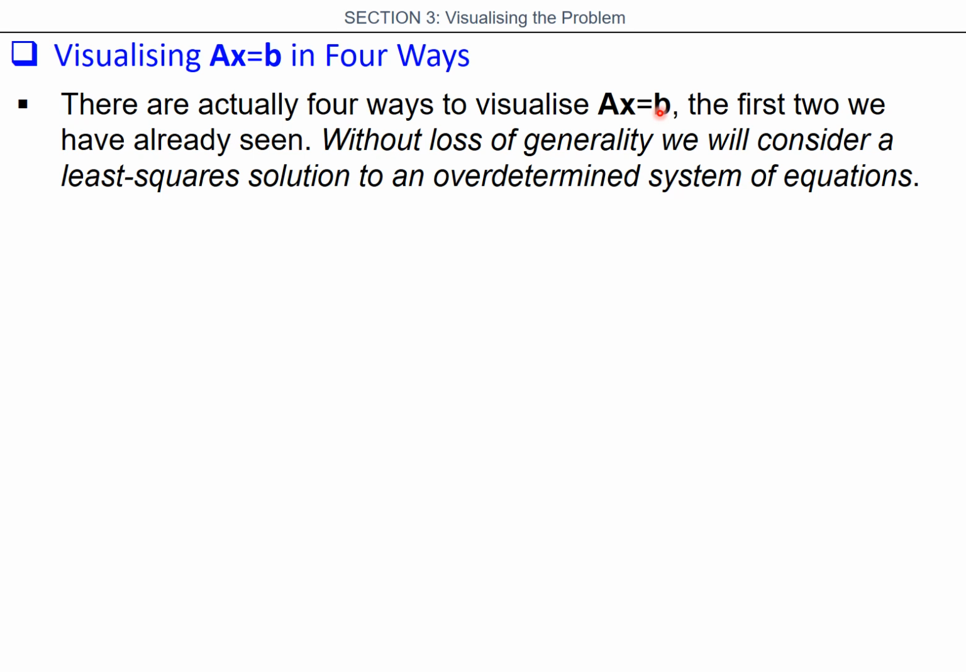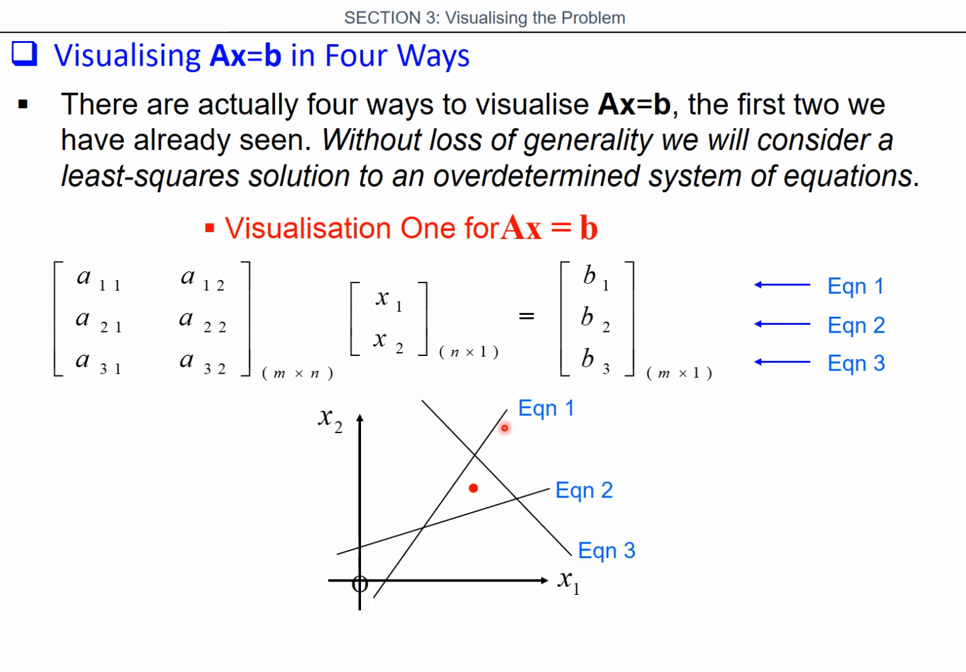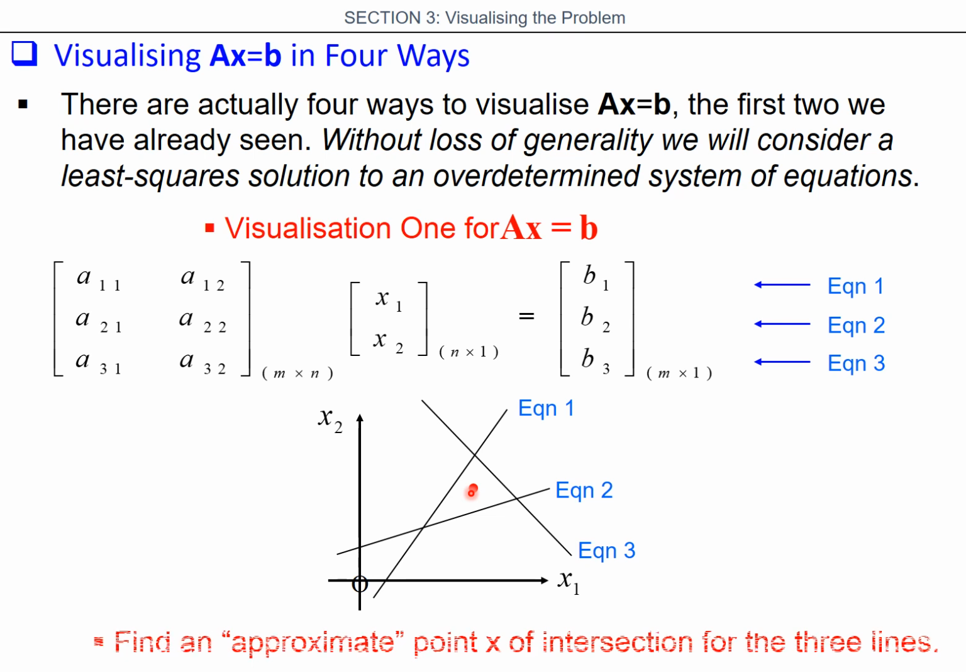Okay, so now we're going to look at how we visualize the problem in 4 different ways. So we start with AX equals B. By the way, 2 of these ways we've already seen. So we're going to consider a least squares solution to an overdetermined system of equations. So if you take AX equals B, you can visualize that, in this case, as being 3 equations. And those 3 equations can be drawn like this. And we have here, in this particular example, a unique least squares solution. Okay, that's the first visualization.